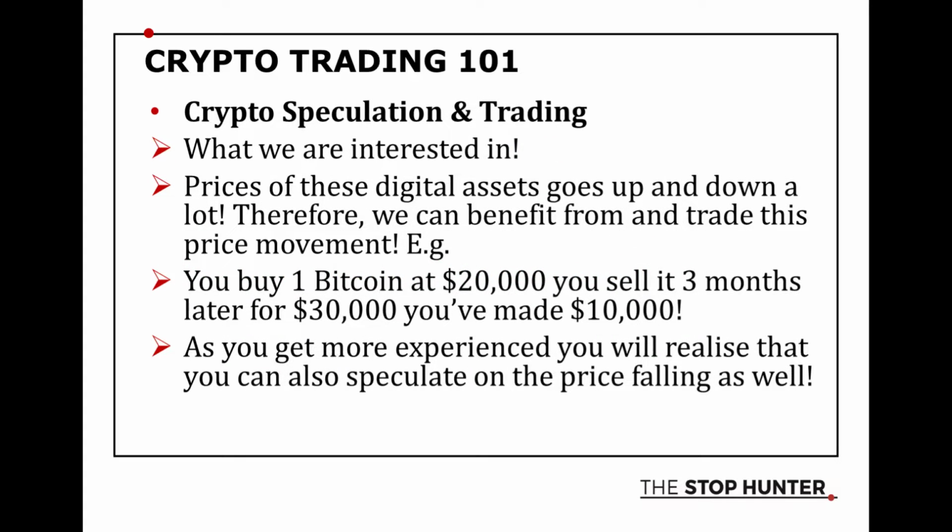So this is the part we're interested in. It's about making money from cryptocurrencies and through the art of trading. As you can imagine, the price of these digital assets goes up and down like any other asset, and we can benefit from that price movement. For example, if you bought one Bitcoin at $20,000 and you sell it 3 months later for $30,000, you've made a nice plain simple $10,000.